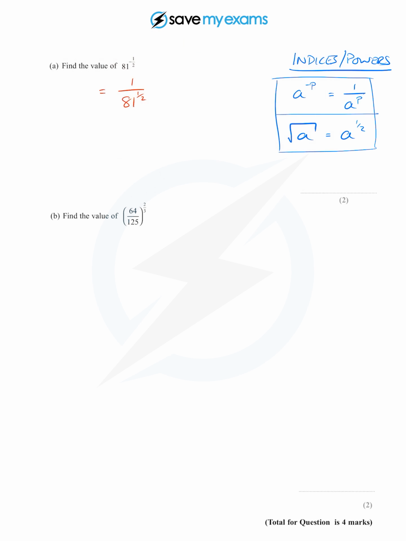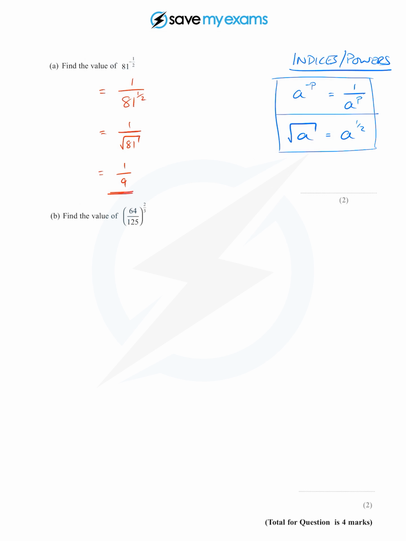Anyway, that's a bit of theory. So this is 1 over the square root of 81, and you should know the square root of 81 is 9. And so 81 to the minus a half is a 9th. Now, what about this second one?